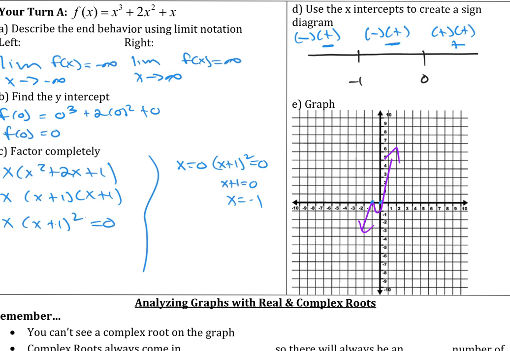When we go to sketch our graph, again, remembering that we have multiplicity of 2, that tells us that at negative 1 we have to bounce off, and then at 0 we can actually cross through. And this is our function, our sketch of our function.